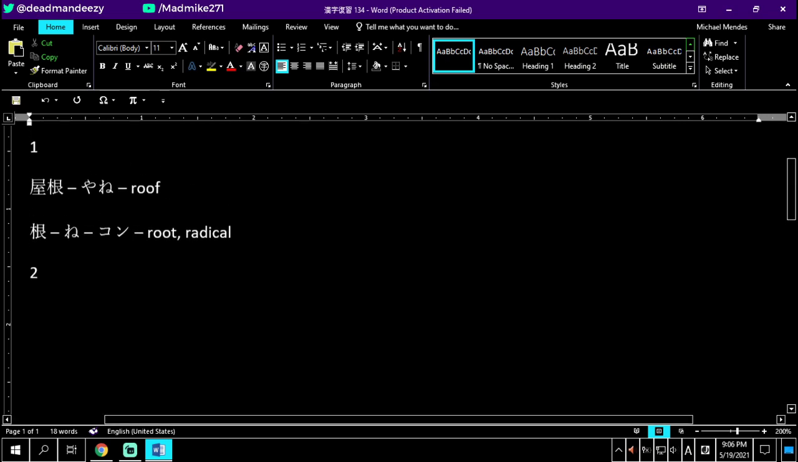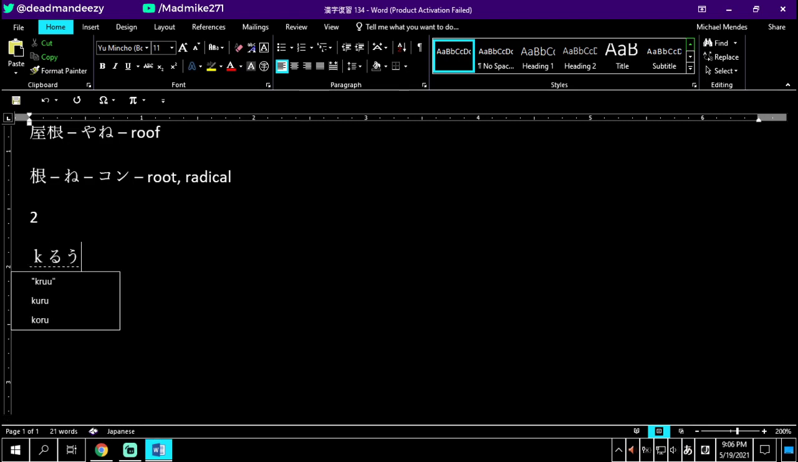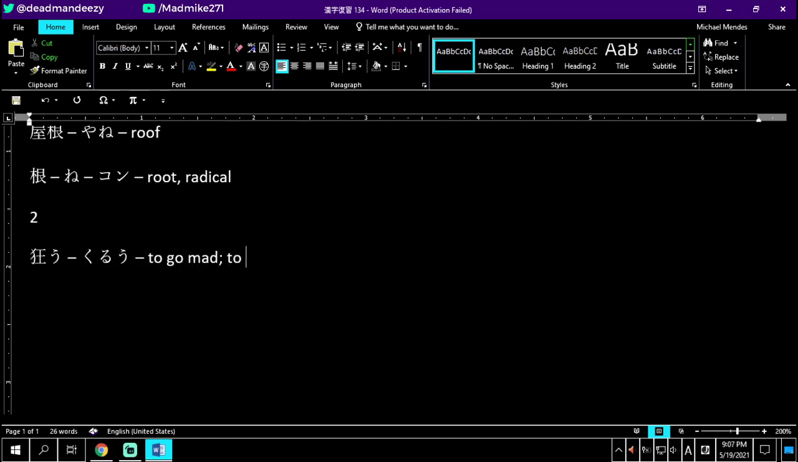So our first word for the day was yane, or roof. The roof's root is yane, or roof. Our second word for the day is kuru. Here she is. Kuru is to go mad, to get out of order, go wrong, as in a plan, or to go crazy over something.